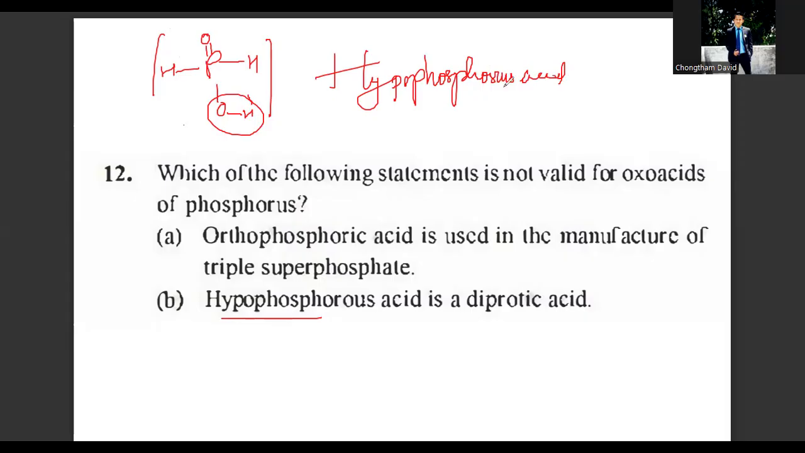Okay, so this is a monobasic because it has one replaceable OH group and it has only one ionizable atom or one OH group is present. So B, it is a diprotic acid. We'll call this D. This is not a monoprotic. It is a diprotic acid. This is the wrong answer. Sorry, wrong statement. Wrong statement would be the correct answer because the question is saying not the valid statement.